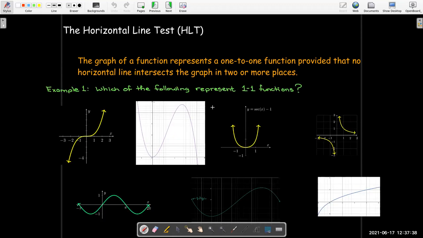So let's go through a quick example here. We have a bunch of functions. These all do represent functions. Which ones are one-to-one? Well, using the horizontal line test, I can see that going from the top left, I'll put a check mark if it's one-to-one. Well, let me just write it out. This is indeed one-to-one. This one, though, you can see I have a horizontal line right here, which will tell me that no, this is not one-to-one.